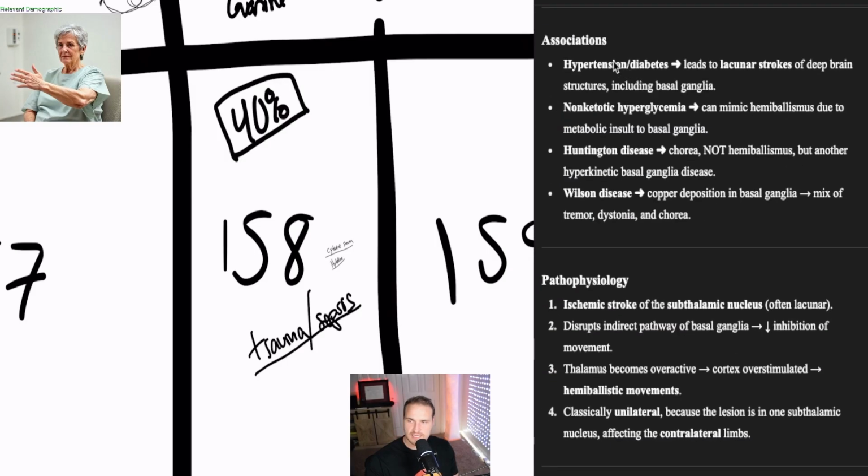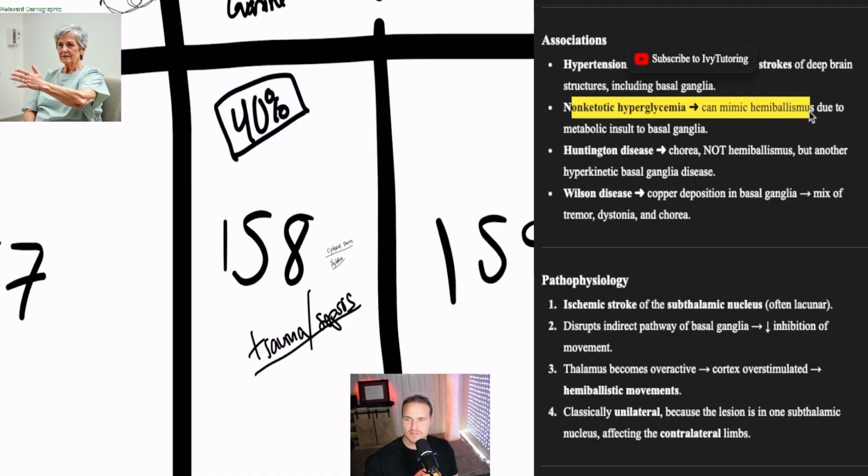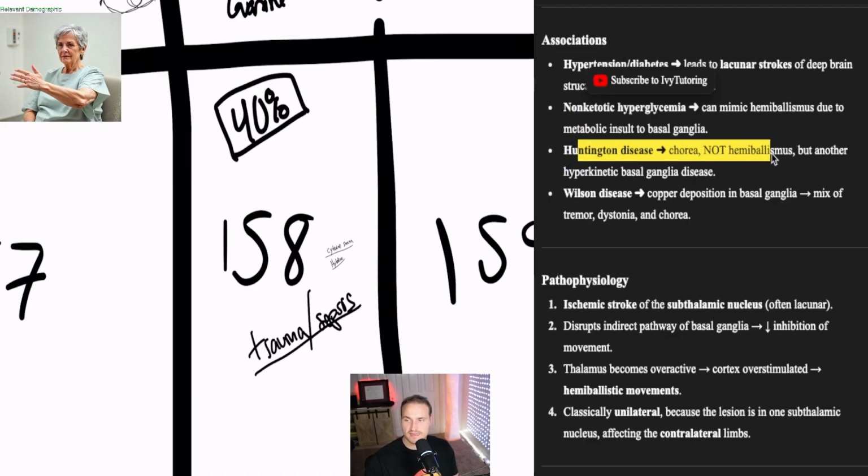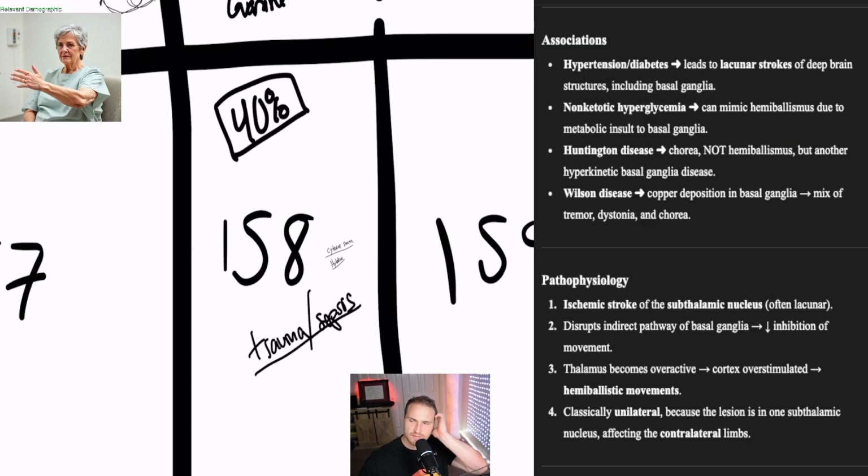Now, the associations. Hypertension would lead to lacunar strokes. So that's like the small vessels deep inside of your brain, including the basal ganglia. Non-ketotic hyperglycemia can mimic hemiballismus due to metabolic insult to the basal ganglia. Huntington's disease would have chorea, not hemiballismus. And Wilson's would be copper deposition in the basal ganglia. So here you have an ischemic stroke of the subthalamic nucleus, often lacunar. The thalamus becomes overactive because you lose that indirect pathway, the decreasing of the inhibition. And it's unilateral because it's just going to be on that one side, the contralateral limbs.